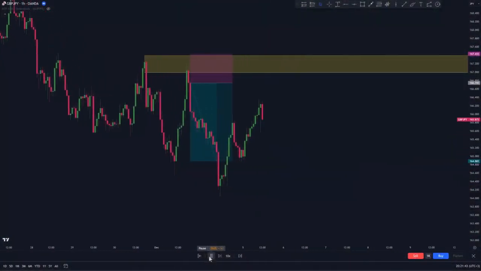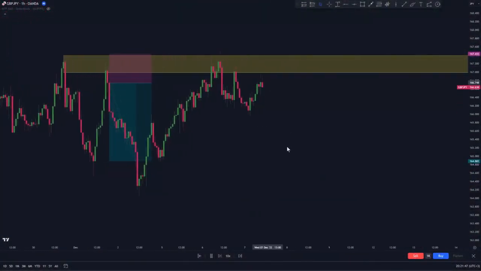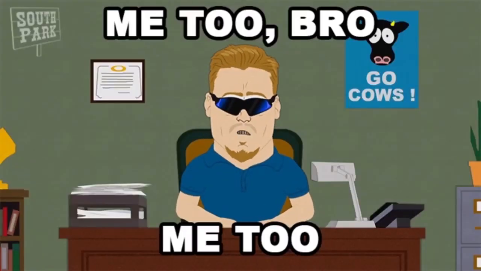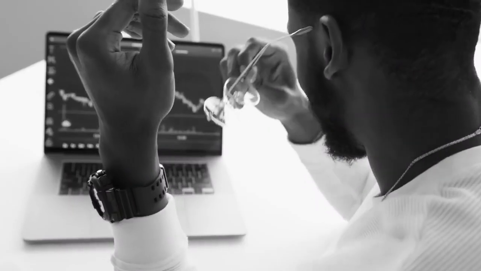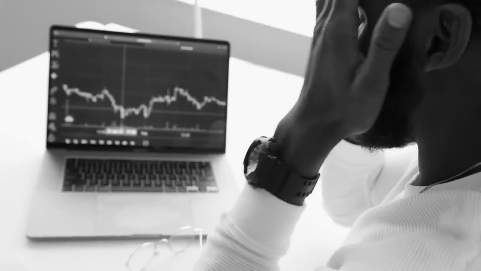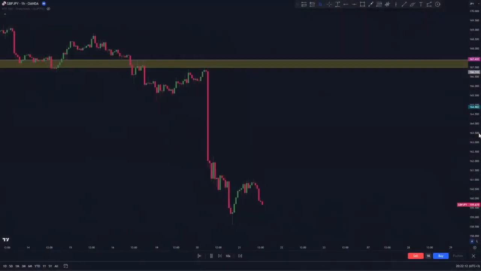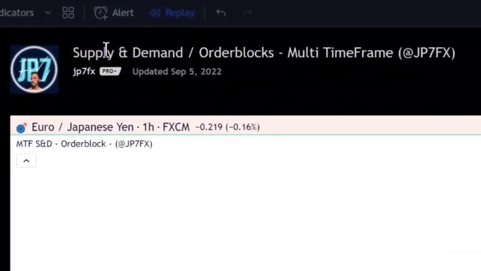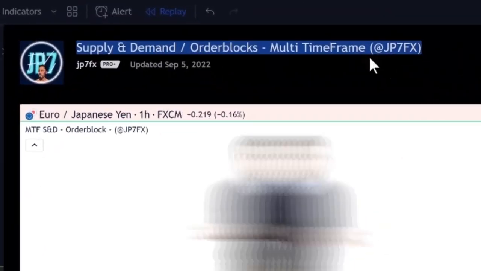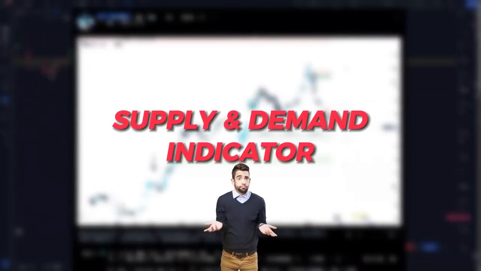At this point, you might be thinking that this process can be a bit complicated. I think the same too. If you can do it manually, good for you. But if you don't want to stare at your charts every single day waiting for those supply and demand zones, you might want to use an indicator. An indicator called... What the f*** is that? This is the name of that indicator. Let's just call it supply and demand indicator.